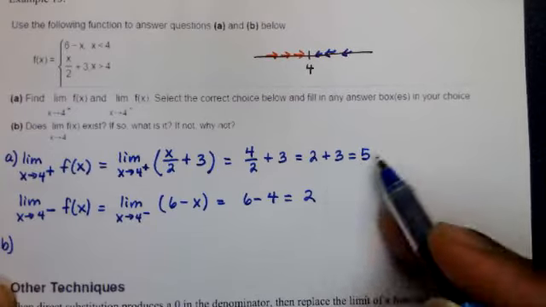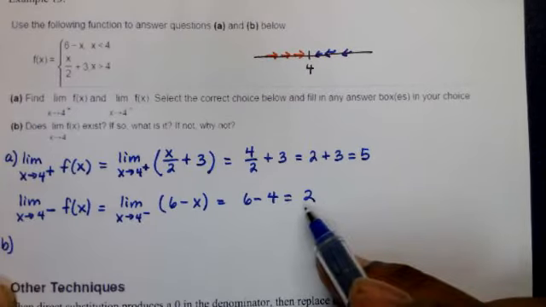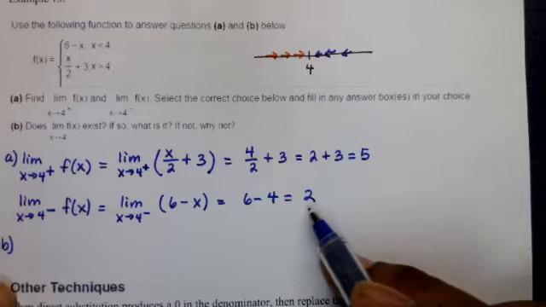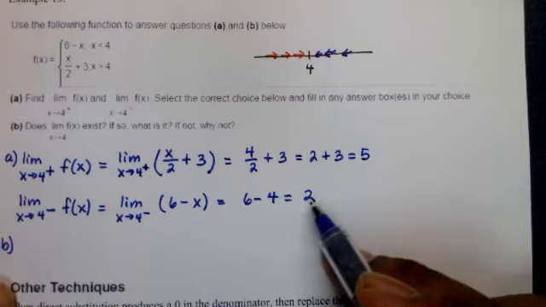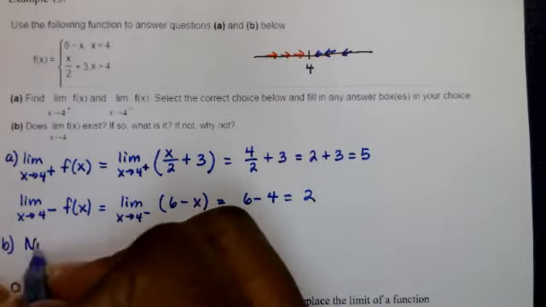Take a look at the values that we came up with. The limit has to exist if the limit as x approaches 4 on the right equals the limit as x approaches 4 on the left. You can see those are two totally different values here. So the answer there will be no.